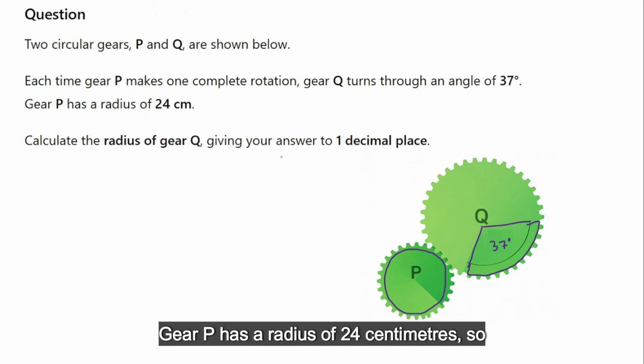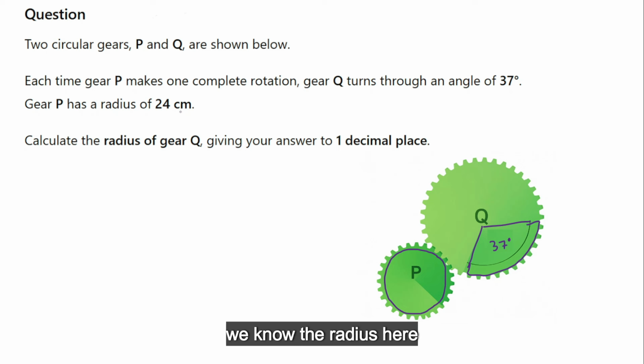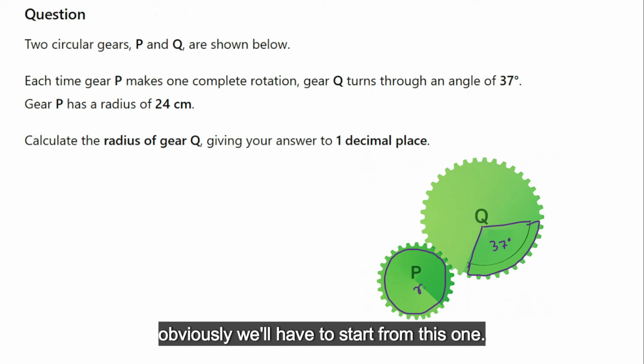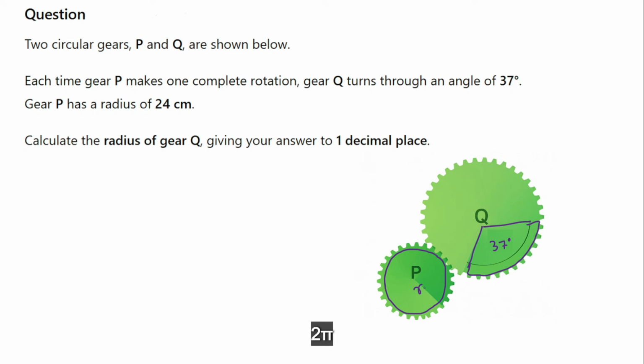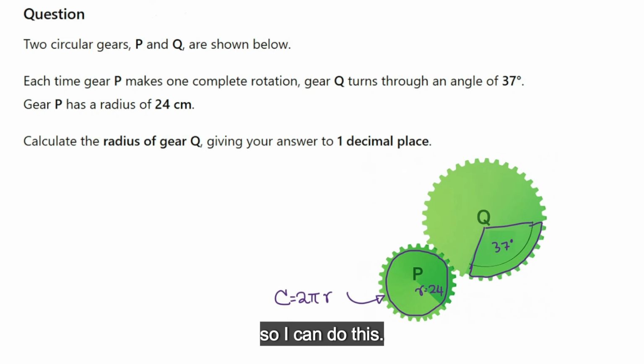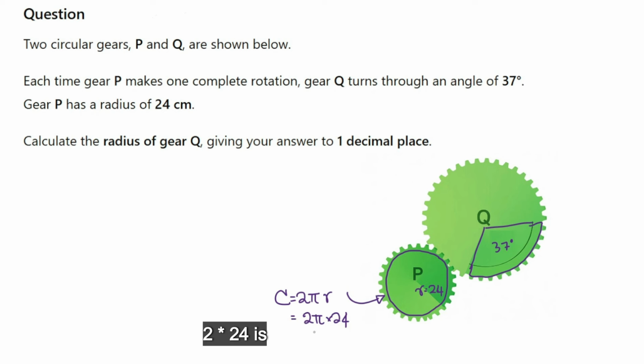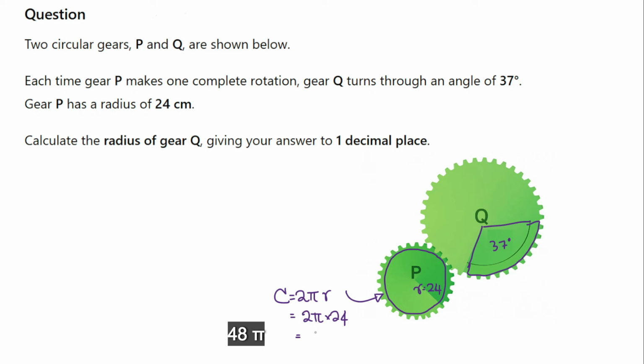Gear P has a radius of 24 centimeters. So we know the radius here is 24. Now, obviously, we'll have to start from this one. The circumference is 2 pi r. So I can do this. That will be 2 times pi times 24. That will be 2 times 24 is 48 pi.